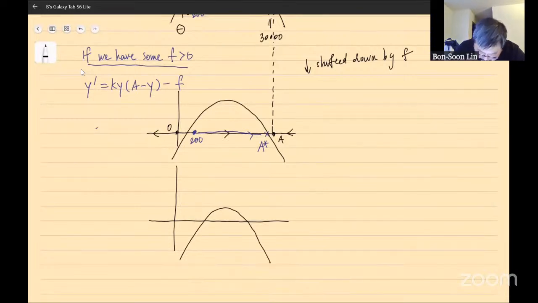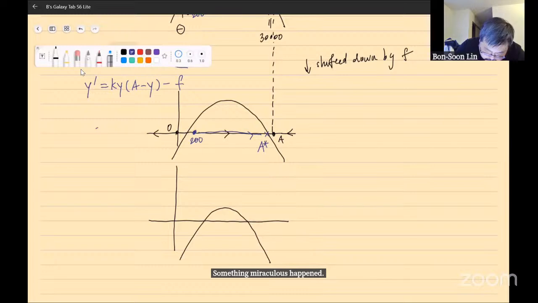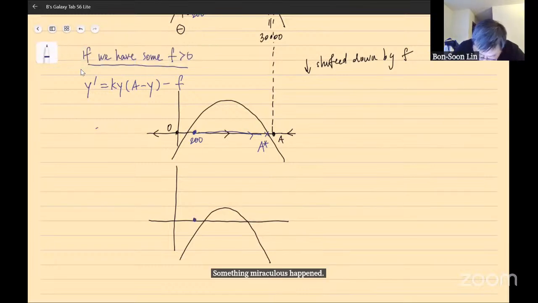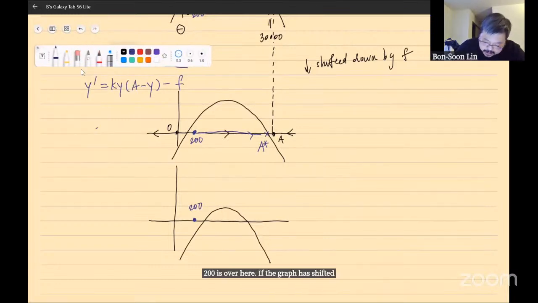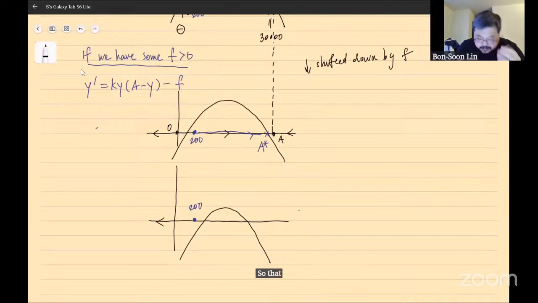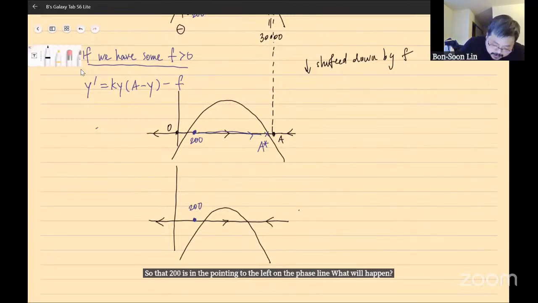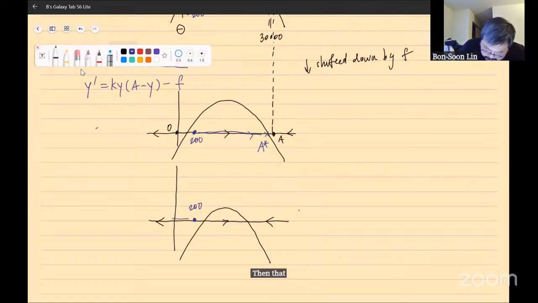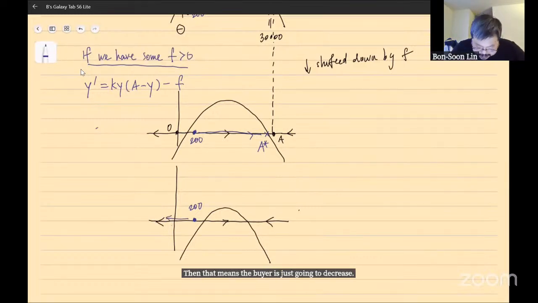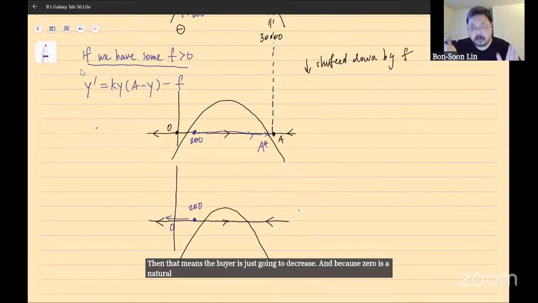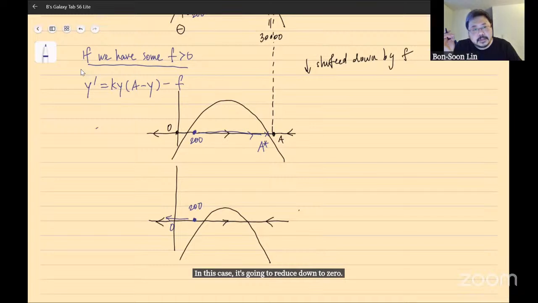if we shift it down so much, something miraculous happens. 200 is over here. If the graph is shifted down so much that 200 is in the region pointing to the left on the phase line, what will happen? Then that means the fire is just going to decrease. And because 0 is a natural restriction of our problem, in this case it's going to reduce down to 0. Does that make sense?